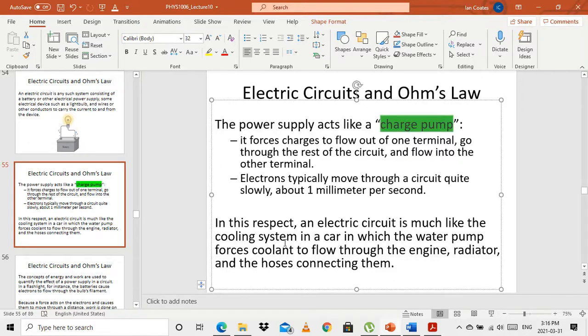So in this respect, an electric circuit is much like a cooling system in a car in which the water pump forces coolant to flow through the engine, radiators, and hoses. Okay, I don't really think that's the greatest analogy, but you kind of get the point. So an electric circuit is just going through the entire system. Okay?